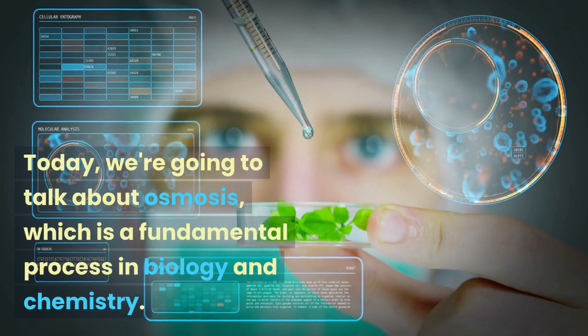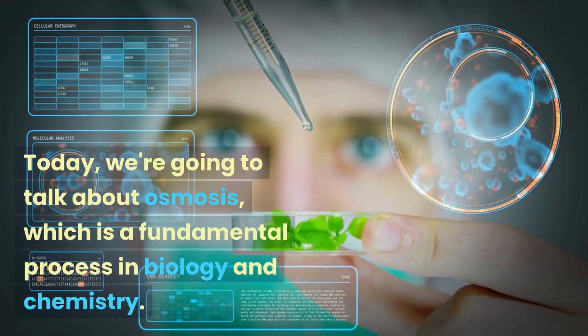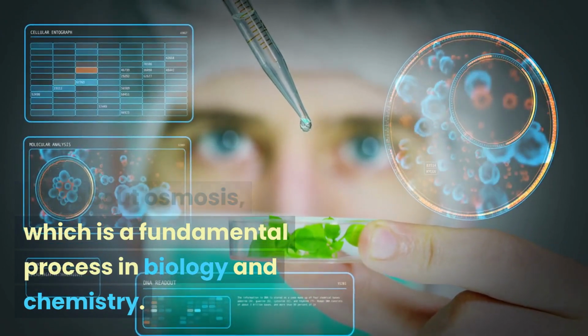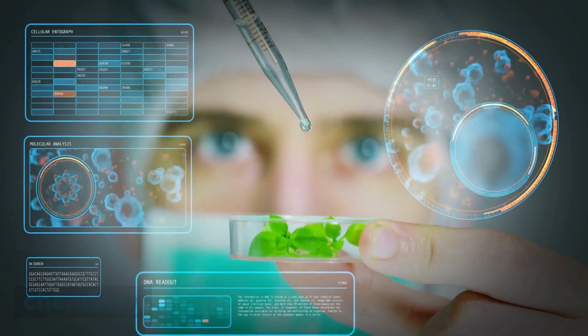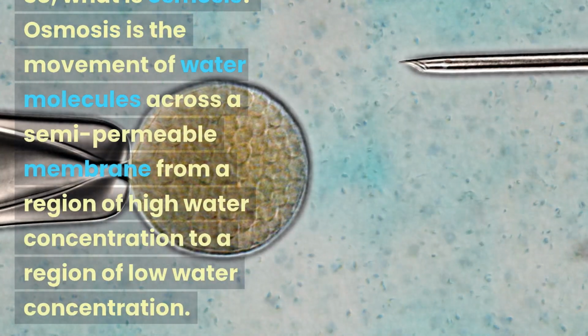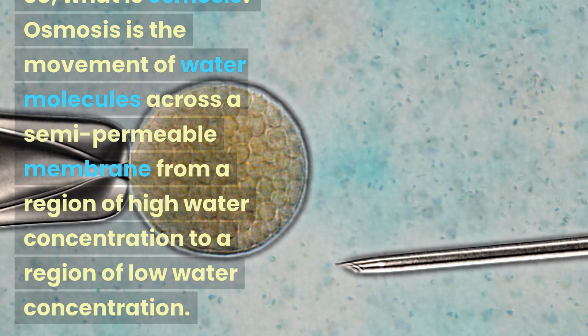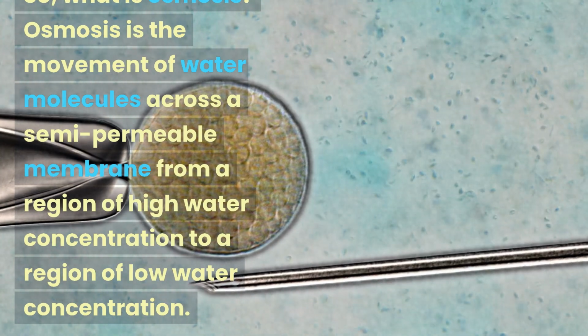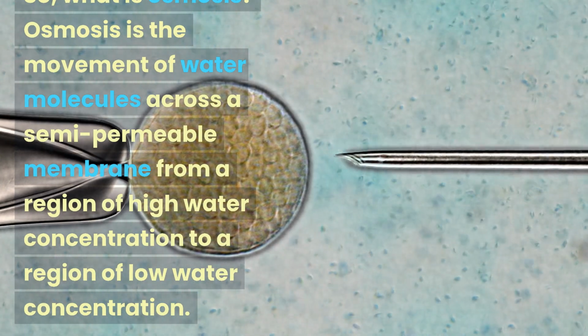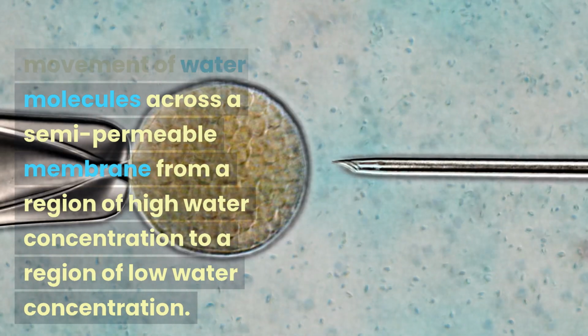Today, we're going to talk about osmosis, which is a fundamental process in biology and chemistry. So, what is osmosis? Osmosis is the movement of water molecules across a semi-permeable membrane from a region of high water concentration to a region of low water concentration.